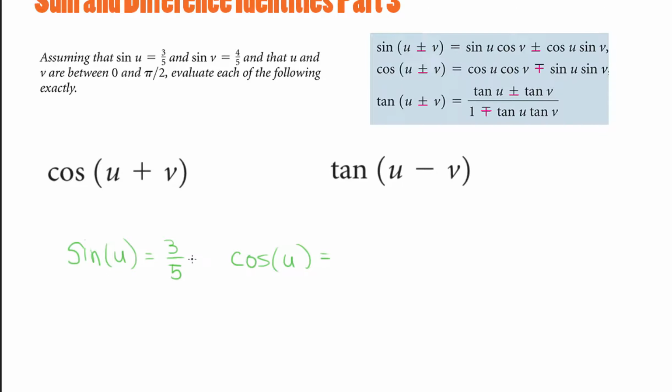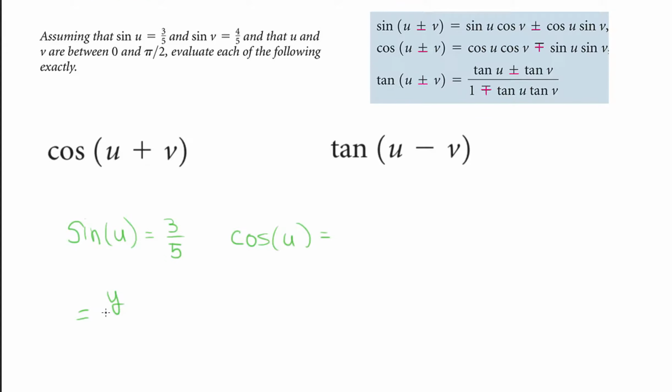Well, the answer is yes. Remember, what is the definition of sine of u? Well, the definition of sine of any angle is equal to y over r. Therefore, y equals 3 and r equals 5. Now, in order to find cosine, remember cosine is x over r. So we need to find x. We use the fact that x equals the square root of r squared minus y squared.